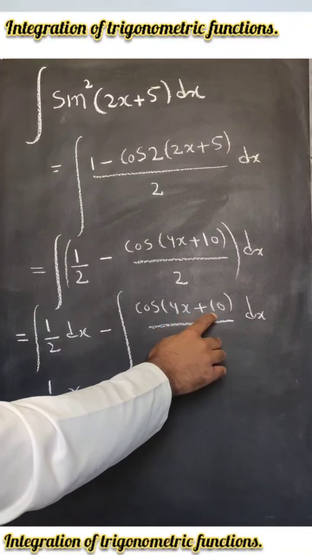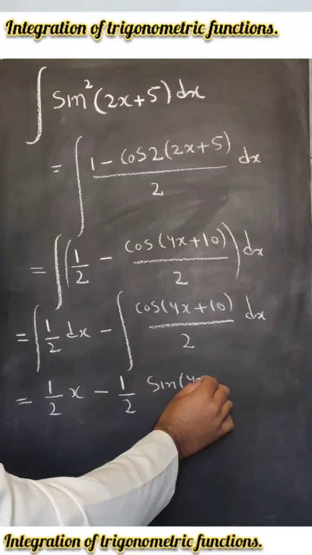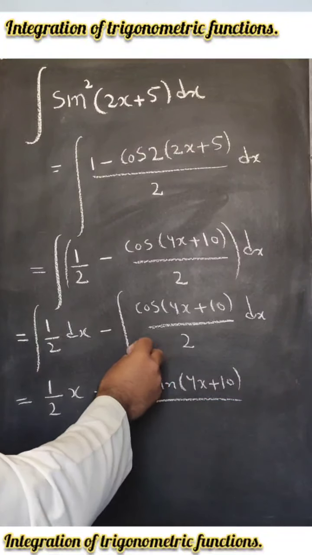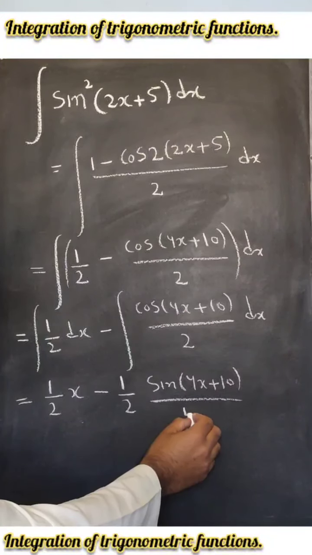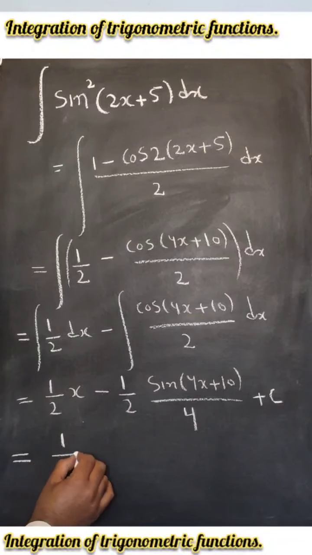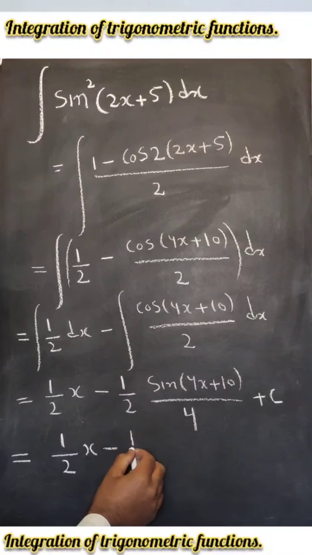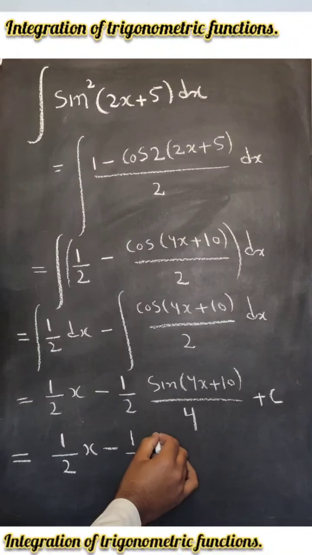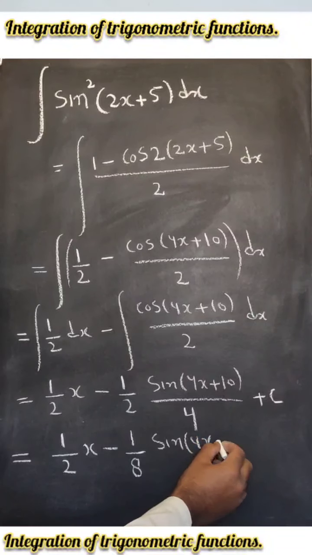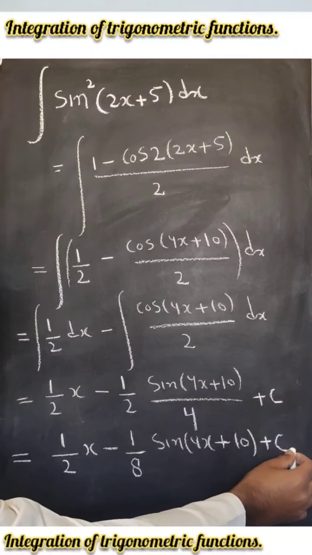Integration of cosine 4x plus 10 is sine of 4x plus 10 divided by differentiation of 4x plus 10 is 4 plus constant of integration c. That is further equal to 1 by 2x minus 4 into 2, that is 8, so it becomes 1 by 8 sine of 4x plus 10 plus constant of integration c.